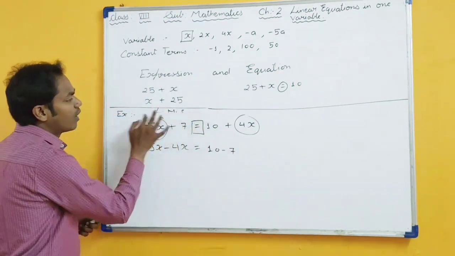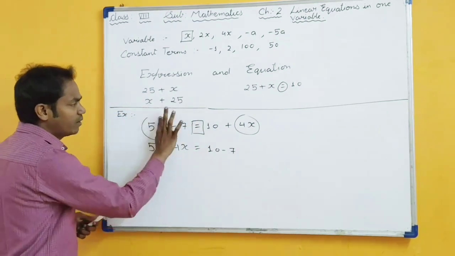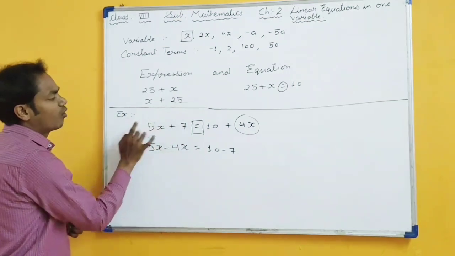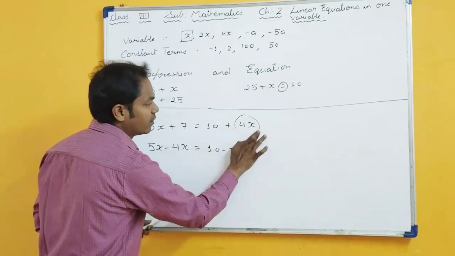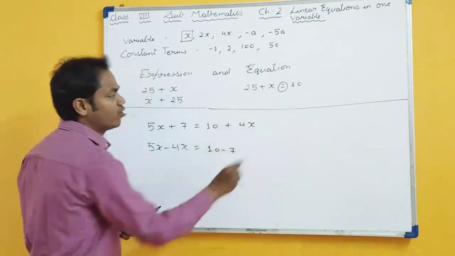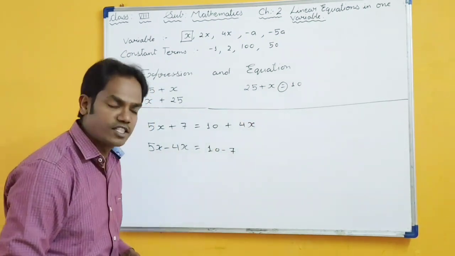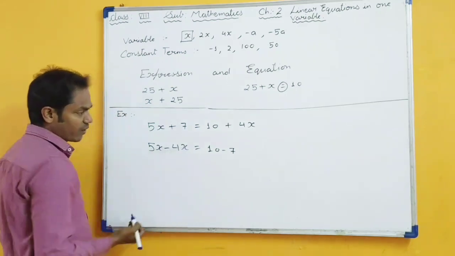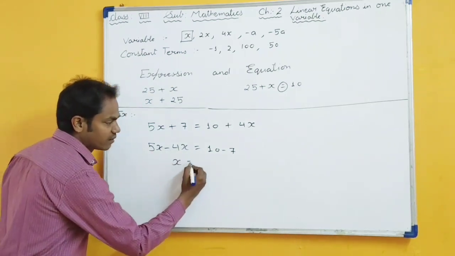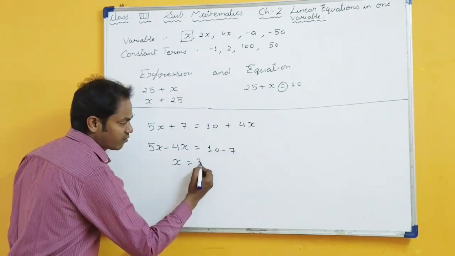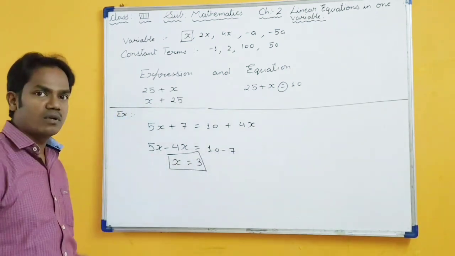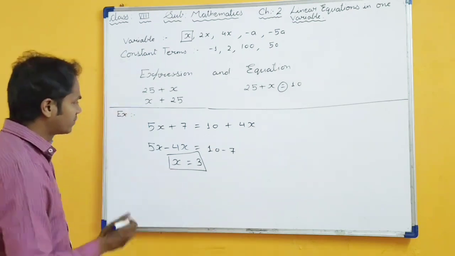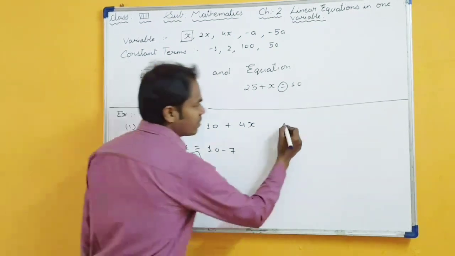You have to arrange all your variables to one side and all your constant terms to the other side. And whenever you shift your values, your sign gets changed. 5x minus 4x is equal to 1x and 10 minus 7 is equal to 3. So there is no need to write 1x here. It is understood, 1x means x only. Take another example.